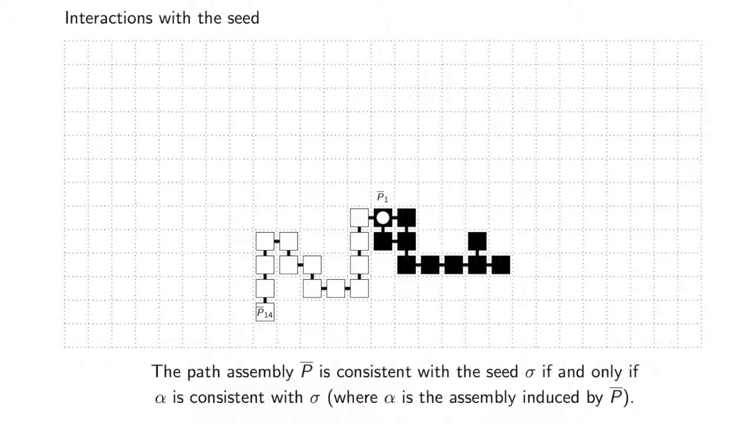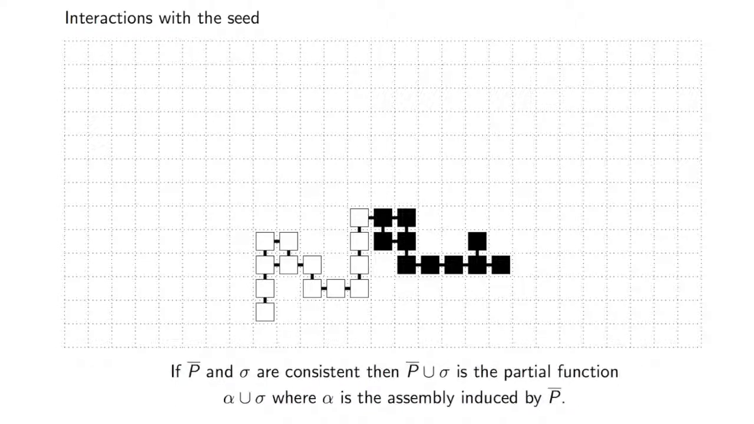In our example, the only position which belongs to the domain of P and to the domain of the seed sigma is denoted as a black tile with a white dot. This tile is P1. The type of P1 is T22 and its position is -32. Now, sigma of -32 is equal to T22. Then the path assembly P and the seed are consistent in our example.